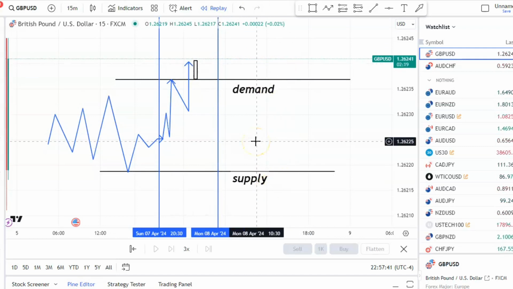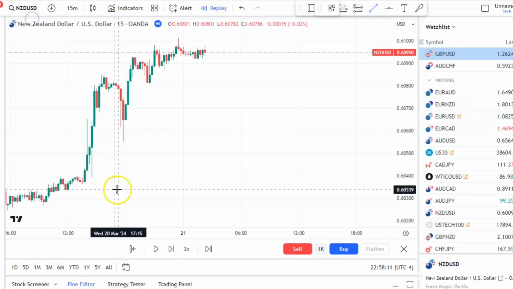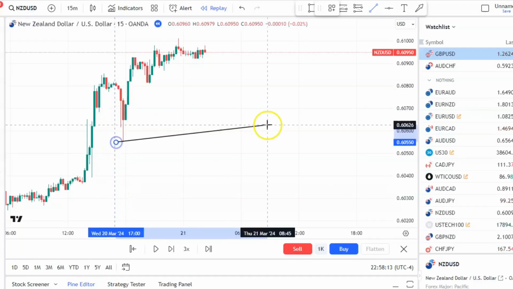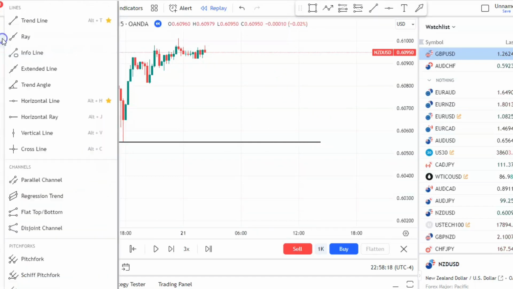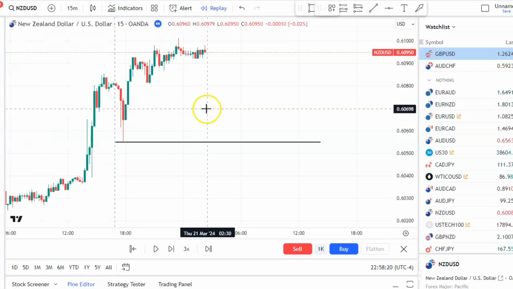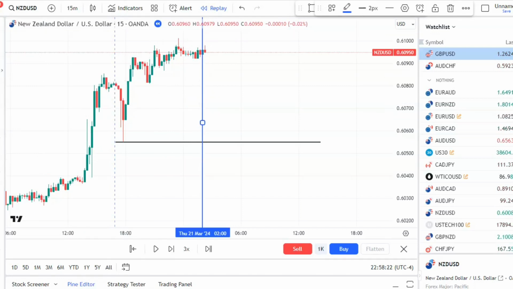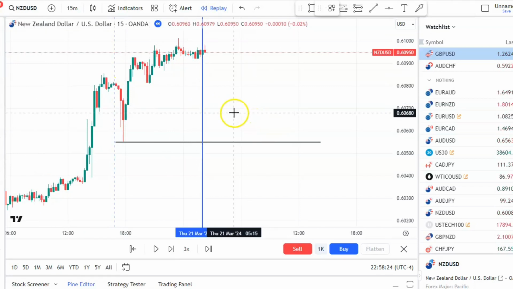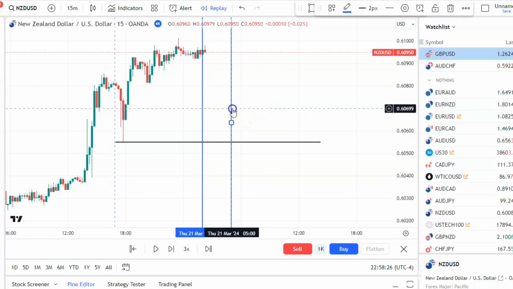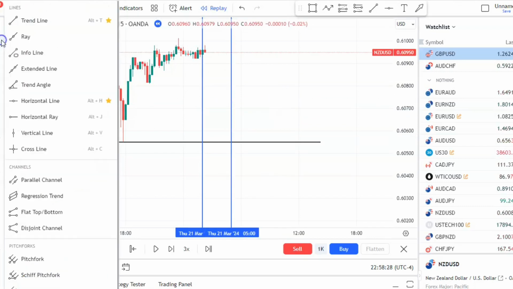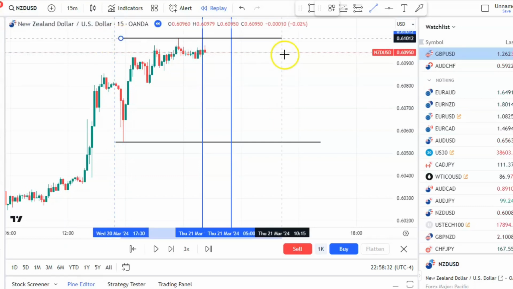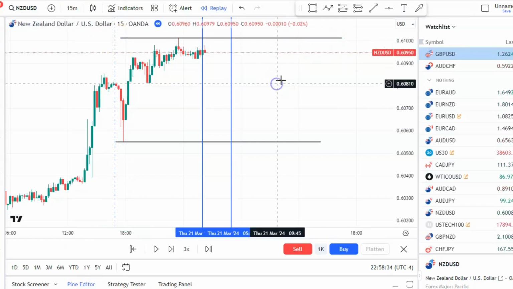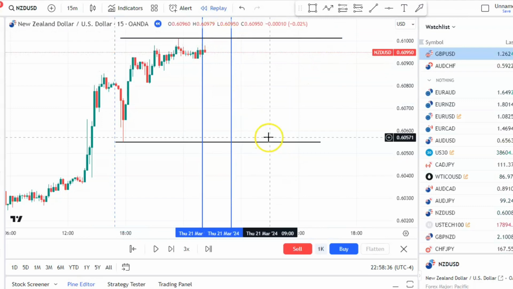So how does this look in real life? Let's look at an example. In this case, we have a bias to sell. We have the timing window between 2 and 5 a.m. New York time. And then we have our high of the day there. So these are our demand and supply areas. This is the demand zone, supply zone.